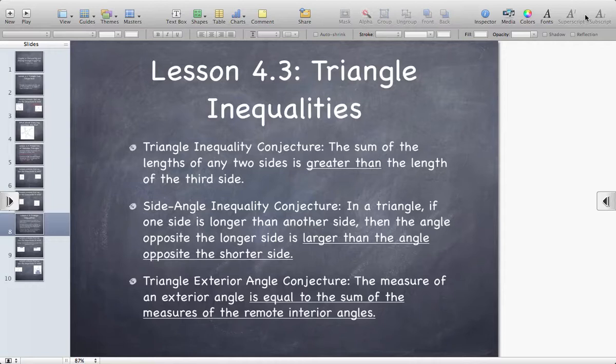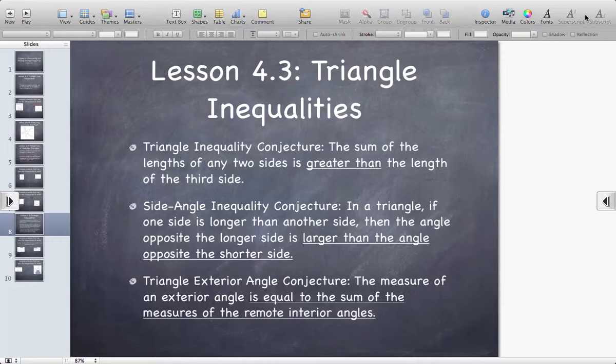The second investigation, we found the side angle inequality conjecture. In a triangle, if one side is longer than another side, then the angle opposite the longer side is larger than the angle opposite the shorter side.